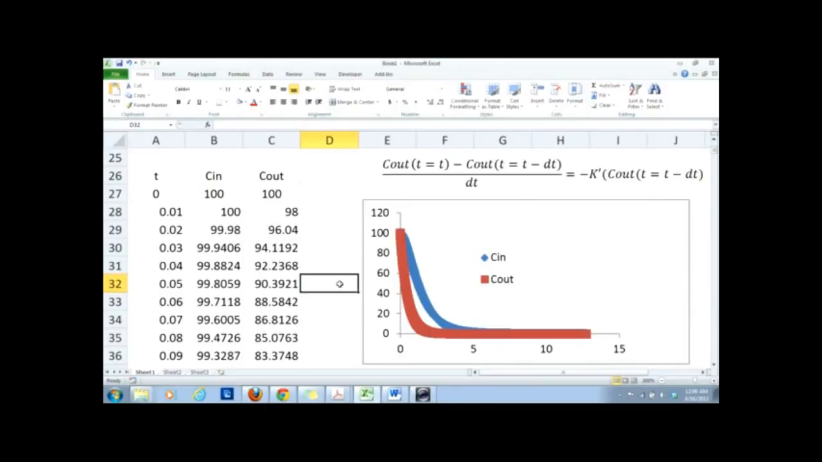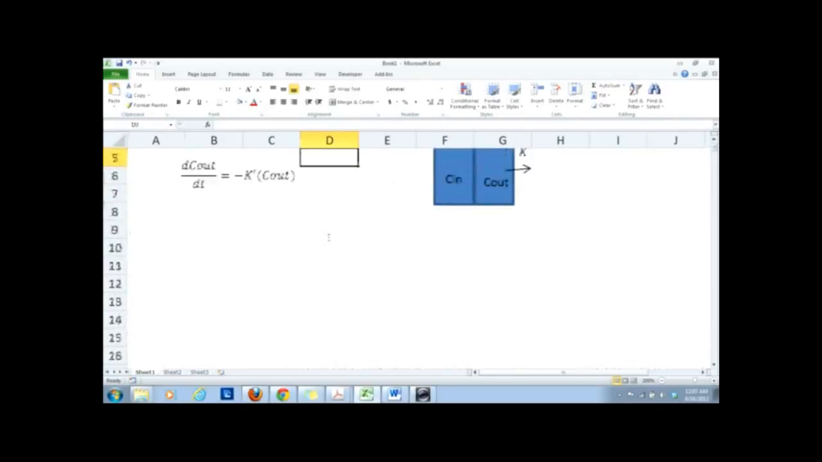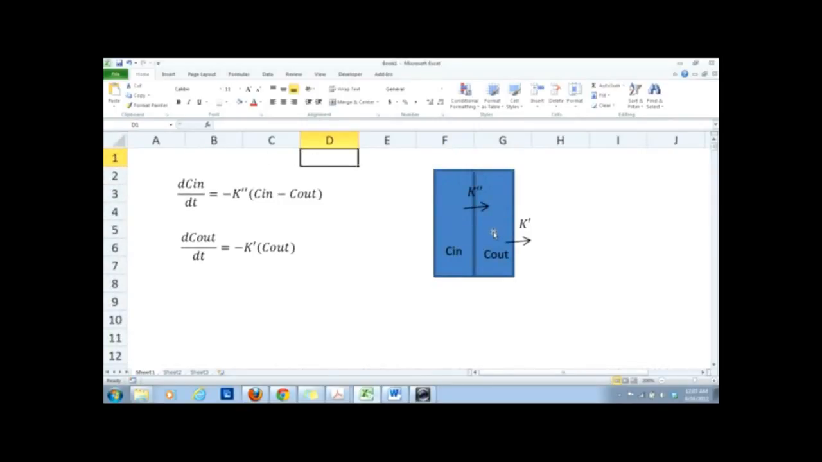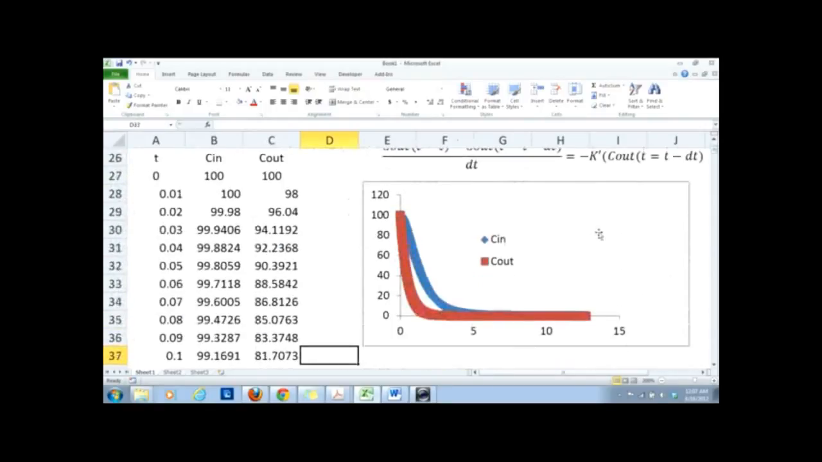But as you can see, these two curves go to 0 because if you look in our model, the diffusion is happening from the chamber to the open air, and open air is a sink, so everything will eventually evaporate and go to air, so everything will be consumed, so the concentration should go to 0. That means our model is working.